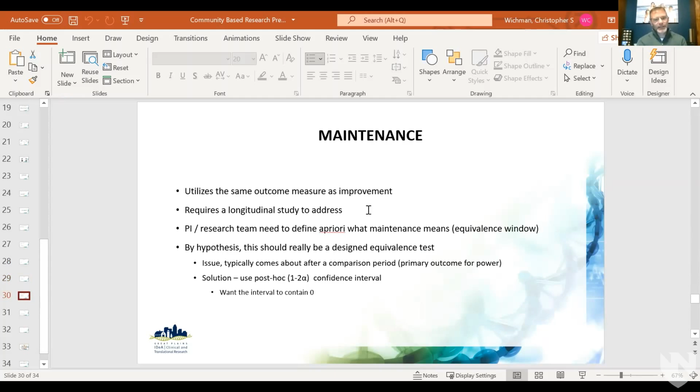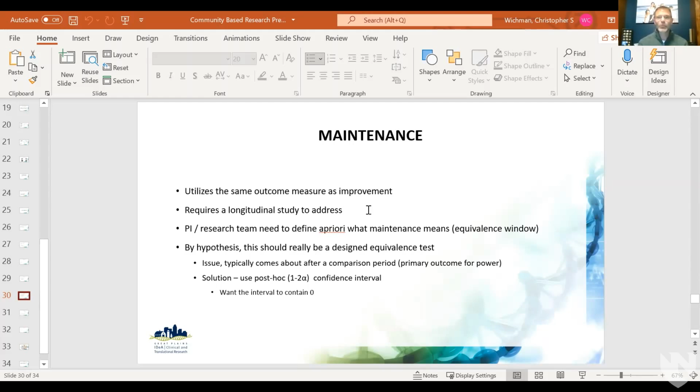And then the last, I think that's my last concept, is the maintenance idea. Here we're utilizing the exact same outcome as we used in improvement, but now we have to do a longitudinal study to make sure that once we get to whatever that defined time point is, where there is a difference, or where our target was, any gains made, can I keep it going as I move forward? So this is something that the primary investigator or the research team needs to define ahead of time, what maintenance means.